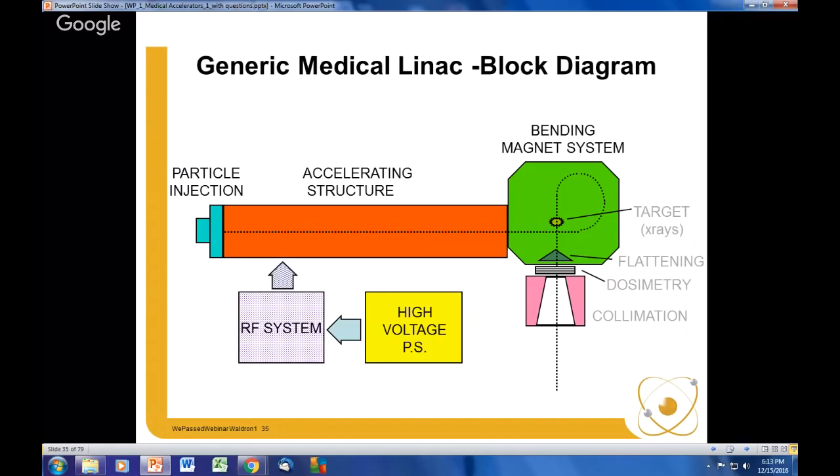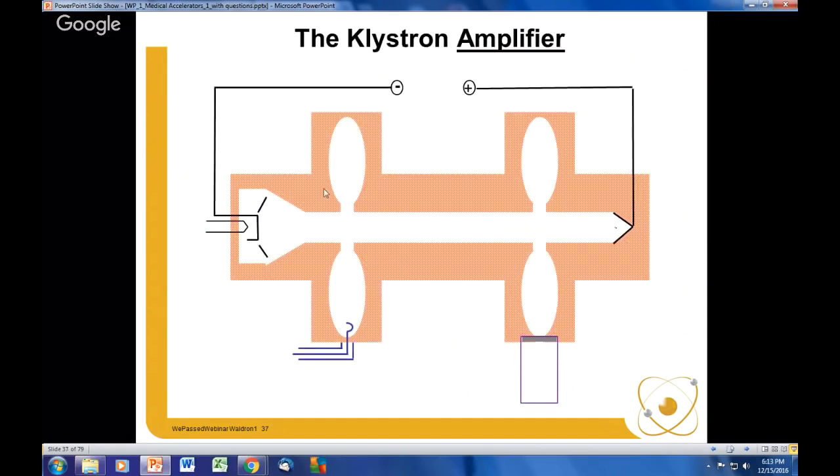So thus far, we've talked pretty much strictly about accelerating structures within our generic medical Linac. Back to this block diagram again. I'm going to go on to the RF system, which is my generic label for our source of accelerating potential. I've talked about electromagnetic waves going into accelerating structures, and so now we need to talk about where those are coming from. There are 2 types of commonly used sources of electromagnetic waves, or RF, or microwaves, in medical Linacs. The first one is the klystron amplifier. Now, a klystron amplifier is an amplifier.